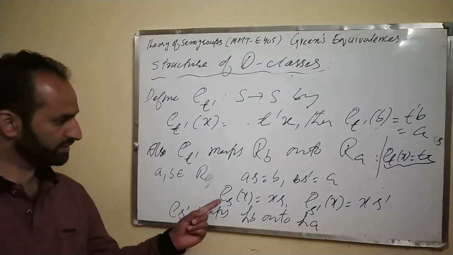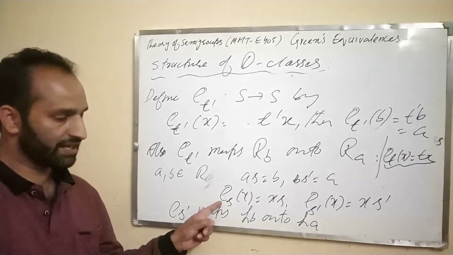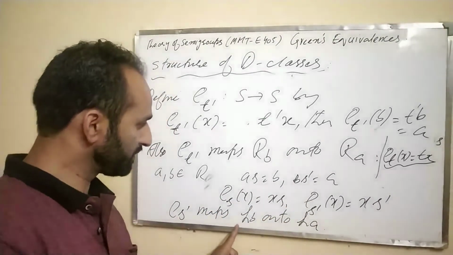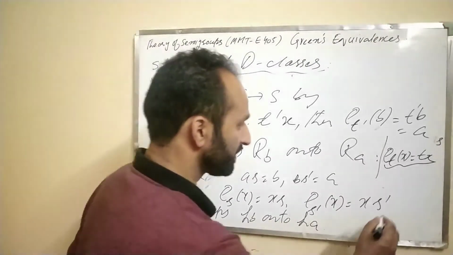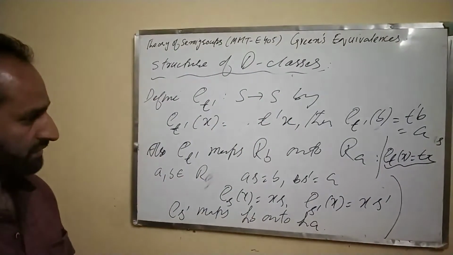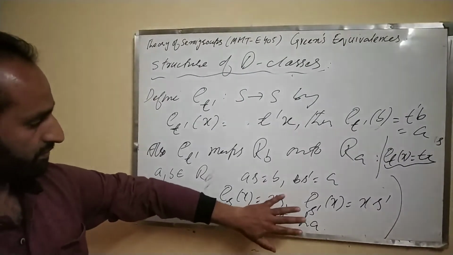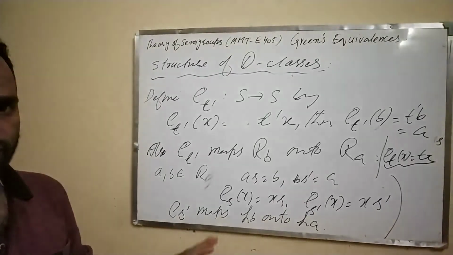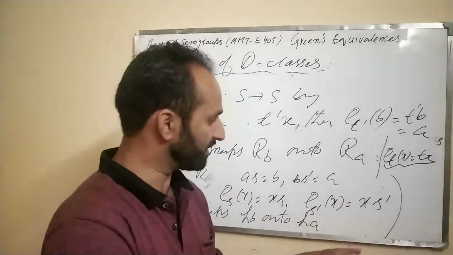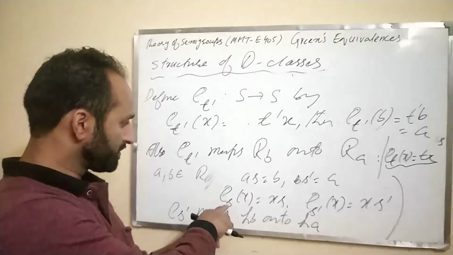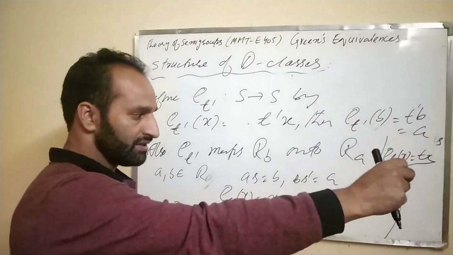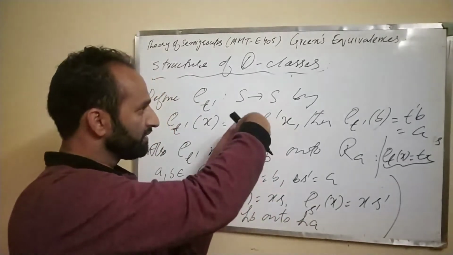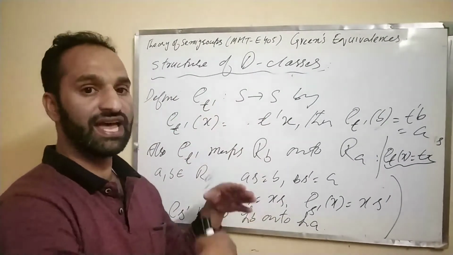As we have seen that this rho S maps LA onto LB, then you can see this rho S dash will map LB onto LA. So if A and B are related to each other, then there is a connection of this map with LA and LB, in a way that rho S maps LA onto LB, and rho S dash maps LB onto LA.